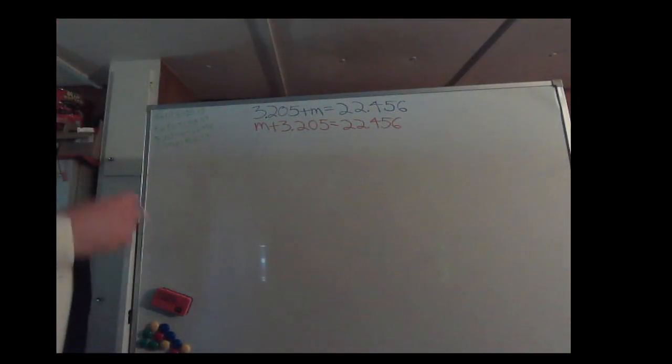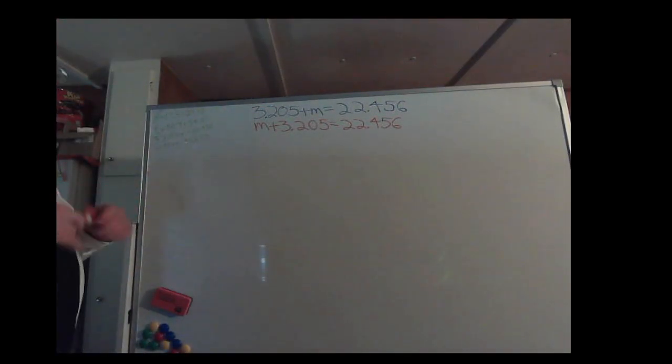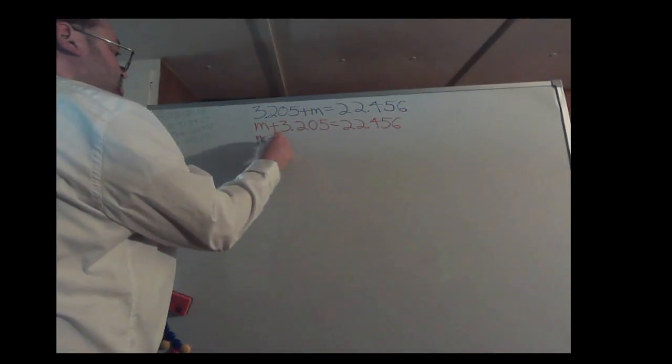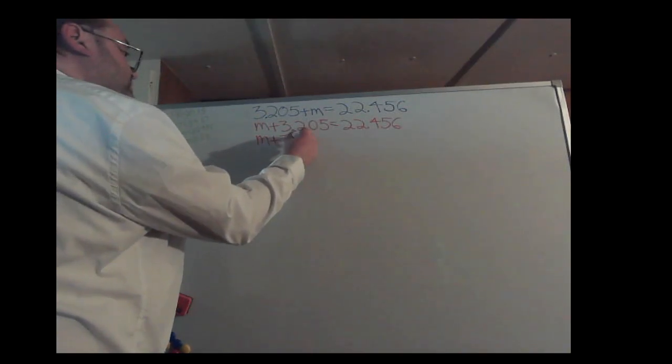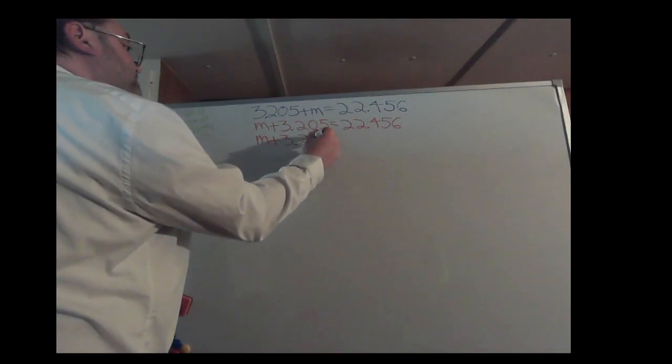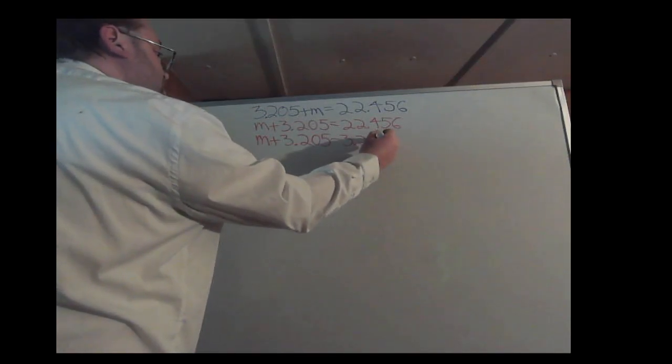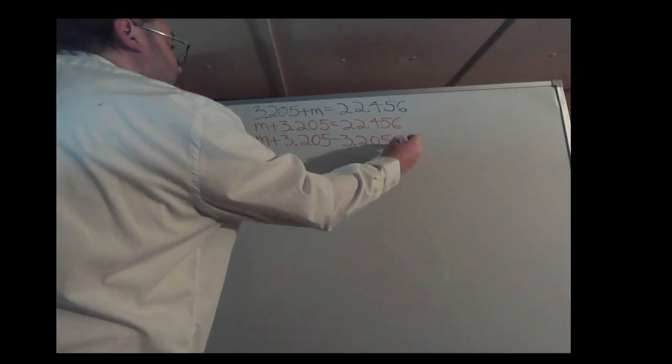Okay. Now, of course, like before, we want to get the m by itself. We want to get that variable by itself. So we will do m plus 3.205 minus 3.205. But what you do to one side, you got to do to the other. That's going to be equal to 22.456 minus 3.205.